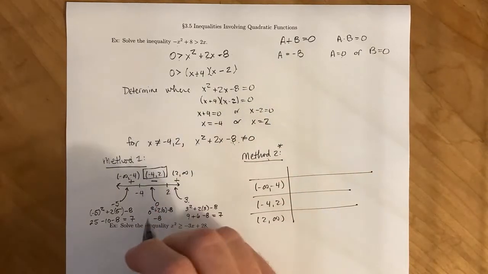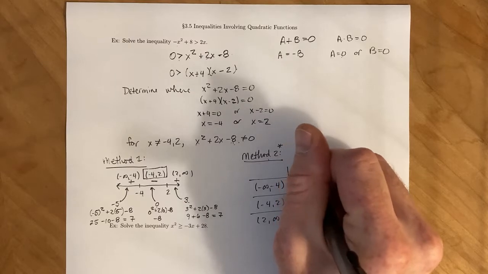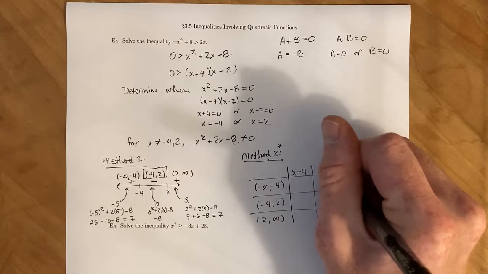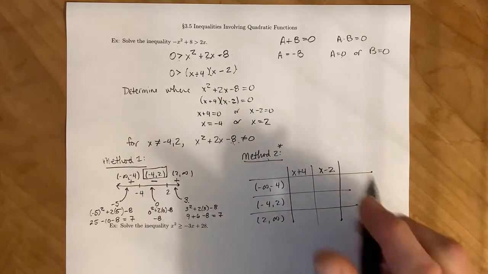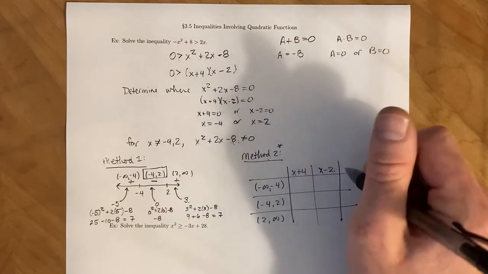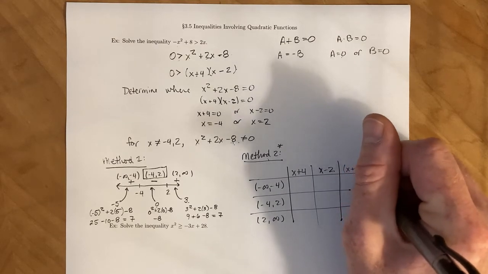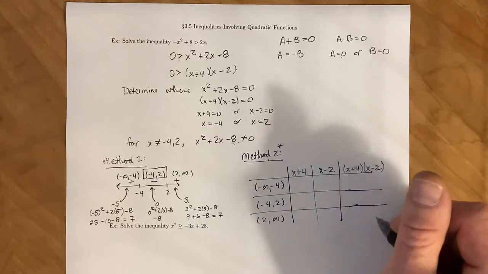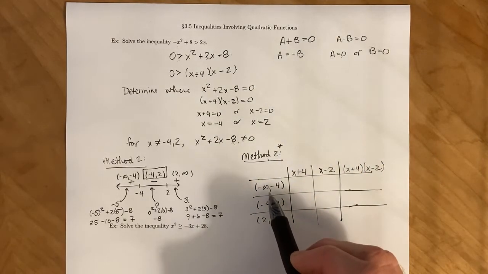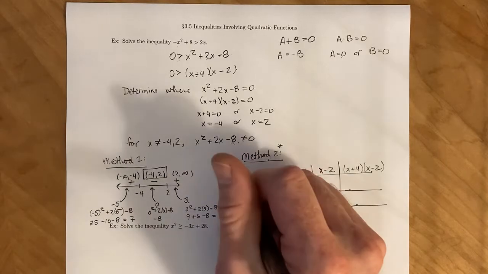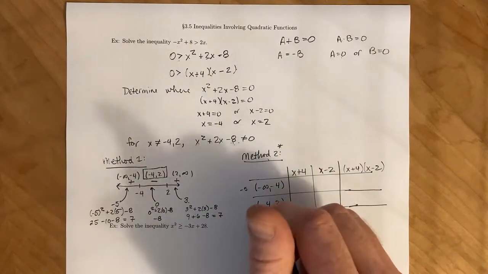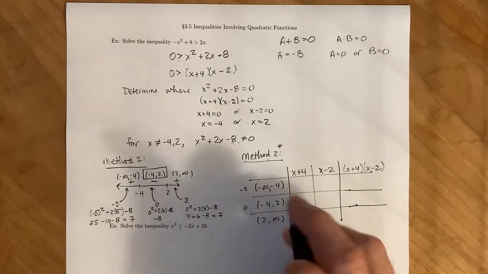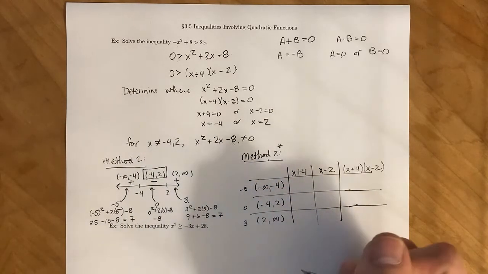And from our factored version, we know that we have an x plus 4 and an x minus 2. And then when you multiply these together, we end up getting x plus 4 times x minus 2. So again, pick your favorite number that's less than -4, which gives us -5. Favorite number between -4 and 2, let's say 0. And favorite number larger than 2, which gives us 3.